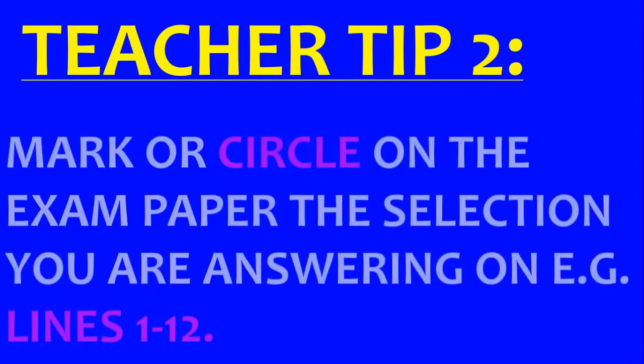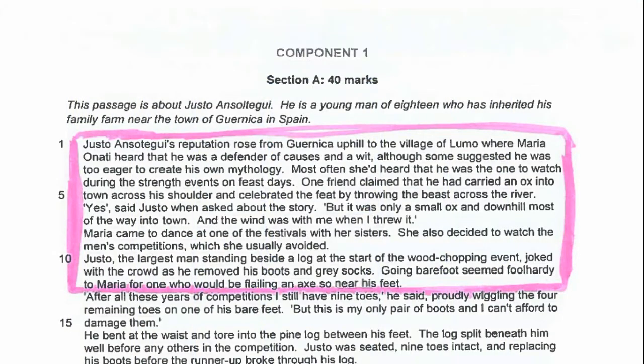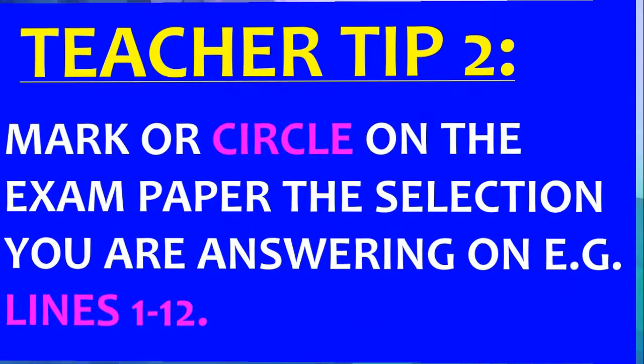Tip number 2, mark or circle in the exam paper the selection you're answering, e.g. lines 1 to 12. So I've done a little square, my highlight here, just to tell me that question 1 is only from this part of the text that I've put the square on. So I can tell myself all the answers are in this little square.